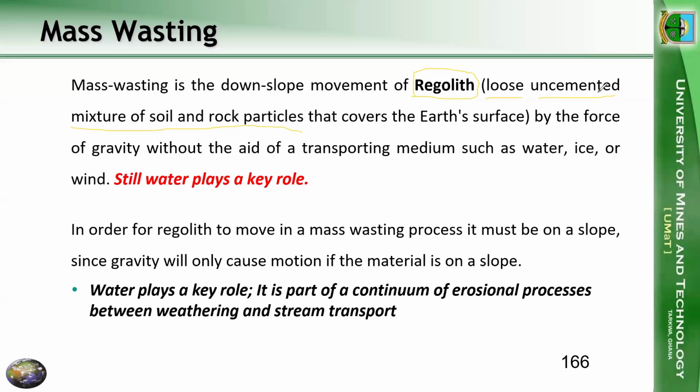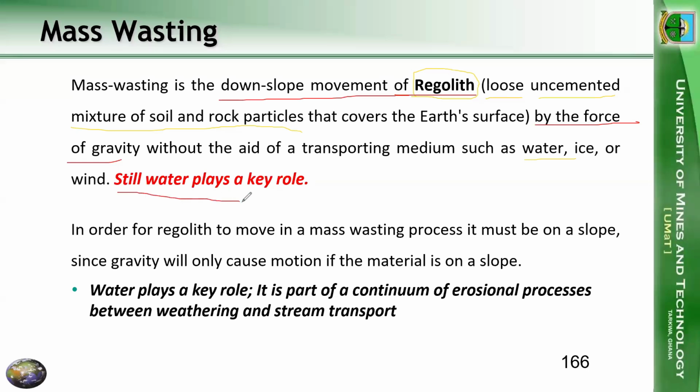So mass wasting is the downslope movement of regolith without the aid of water, ice, or wind. The downslope movement of regolith by the force of gravity alone, without the aid of a transporting medium such as water, ice, or wind.